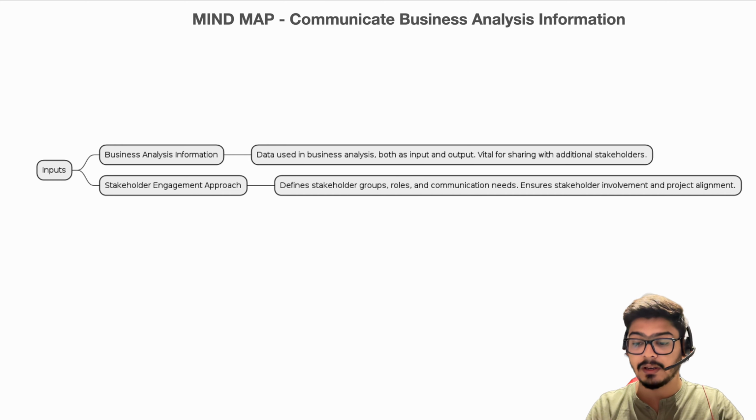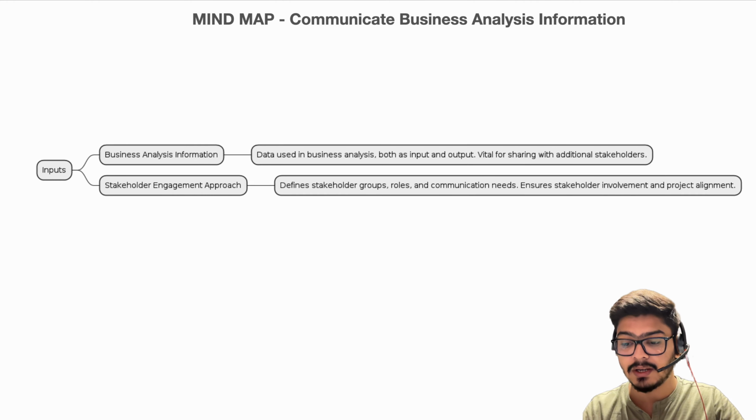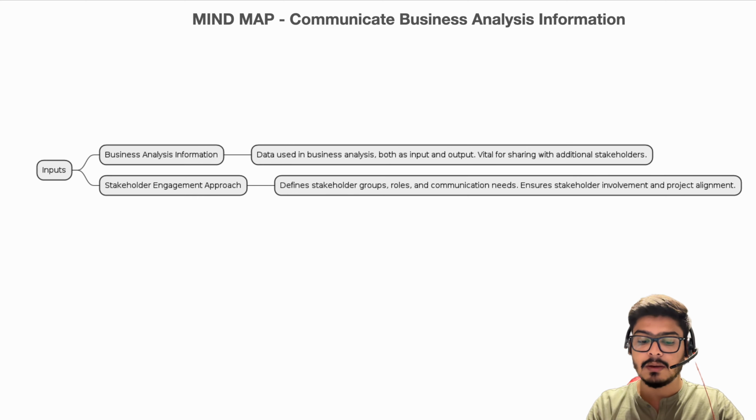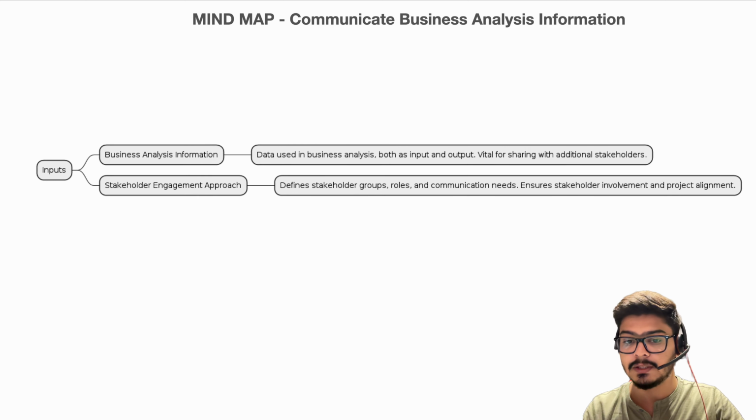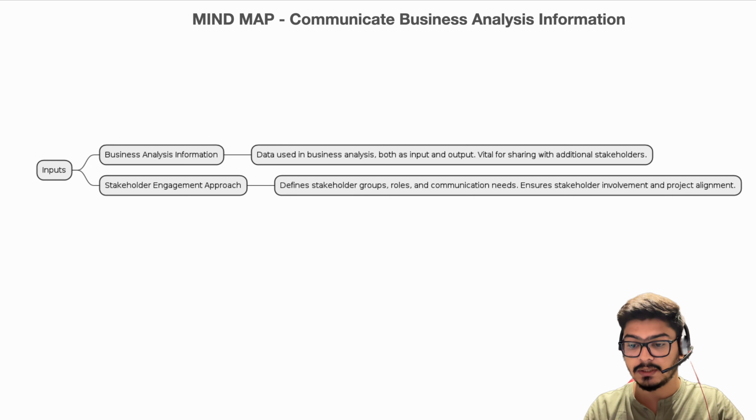So this is required to communicate to the stakeholders, and you should also know what kind of approach you are going to take in order to communicate, because you need to understand your stakeholders based on the stakeholder group. You can create a stakeholder map in order to understand who your main stakeholder is and which stakeholders you want to communicate the information with, and ensure that stakeholders are actually involved and aligned with the project. So once you have this information, you are ready to communicate business analysis information.